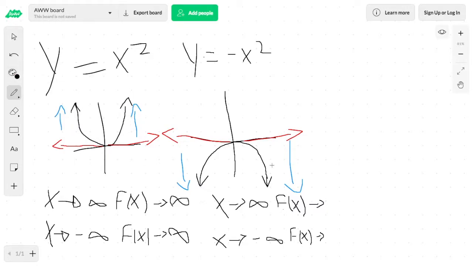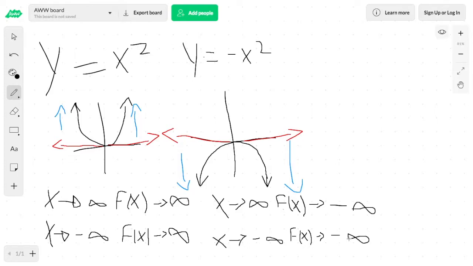So for our first two equations, the end behavior would be as x goes to positive infinity or negative infinity, f of x goes to positive infinity, which is the same for all polynomials with a positive coefficient and an even exponent.